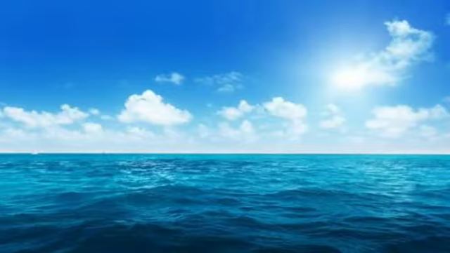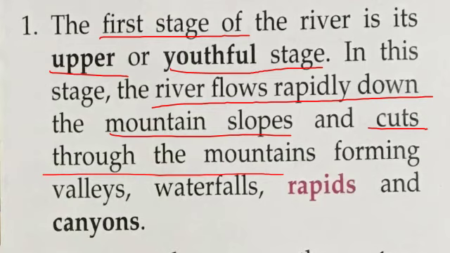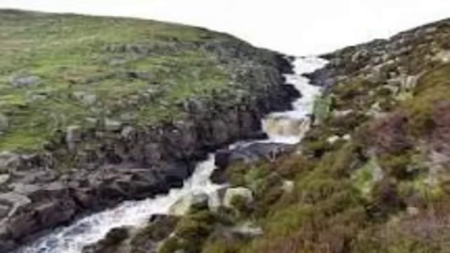During the course of this journey, it passes through three different stages. The river has three different stages which are called upper stage, middle stage and lower stage. Let's continue. The first stage of the river is its upper or youthful stage. In this stage, the river flows rapidly down the mountain slopes. Means the speed of the river is quite good.